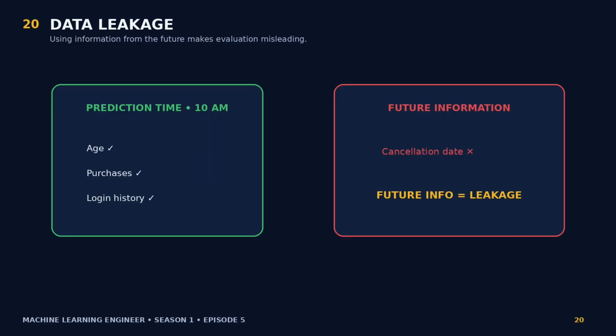We discussed data leakage in the previous episode, but it's important enough to repeat. If we are predicting whether a customer will churn at 10 a.m., we can only use information available at 10 a.m. We cannot use the cancellation date if that happened later. If we do, the model gets information from the future.